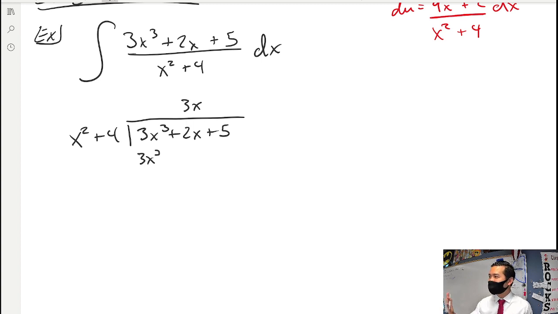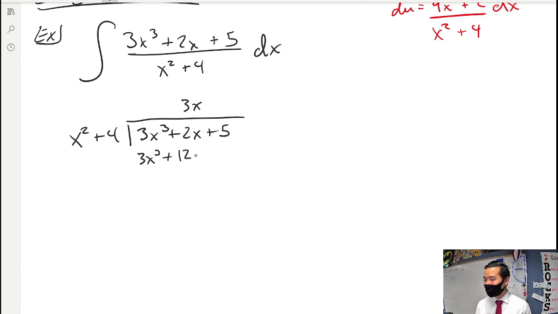Stop, stop, stop. What are you guys having a question on? Jasmine? When you do long division, isn't it the whole thing on the outside divided by the whole thing on the inside? So why would you just do the x squared? Where does the 4 go? I'm not done yet. What's 3 times 4? 12.